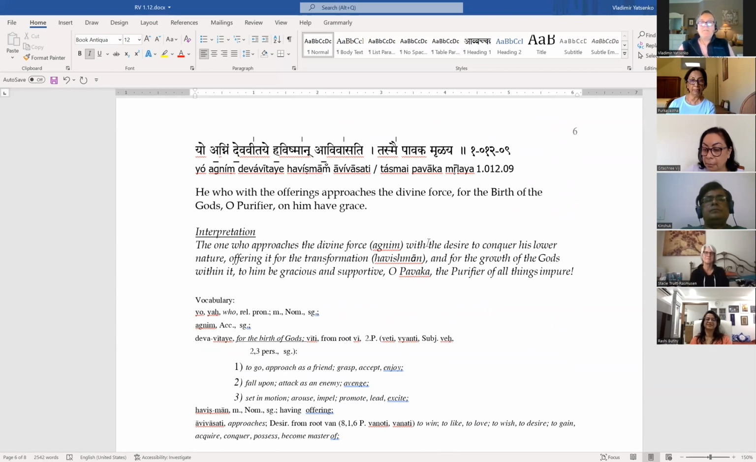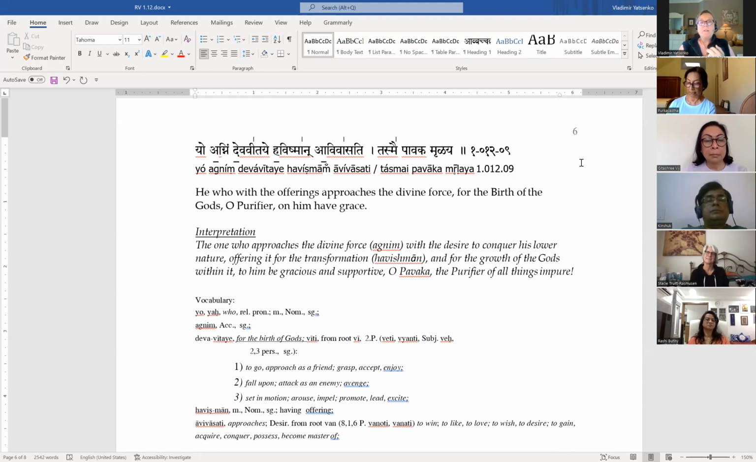Yo agnim deva vitaye havishman avivasati tasmai pavakam hridaya. This is the letter which you find in the Vedic language, L, cerebral L. And we have it in Tamil, also in Marathi. Maybe Rashi knows it since she is closer to the middle of India. And it is in the Vedic language. Yes, it is not available in the classical Sanskrit anymore. In classical, it will be D, cerebral D, mrid.